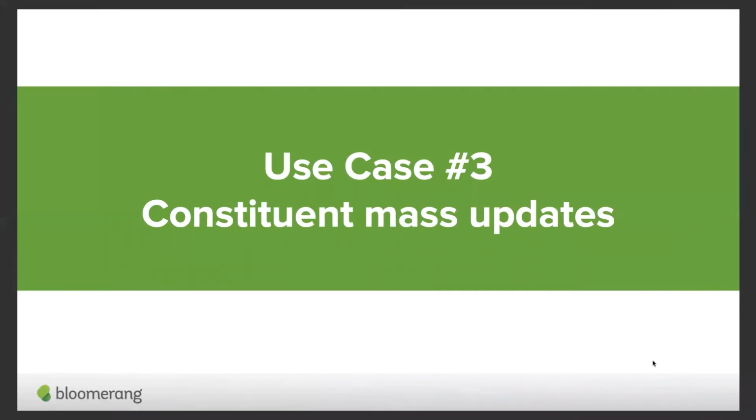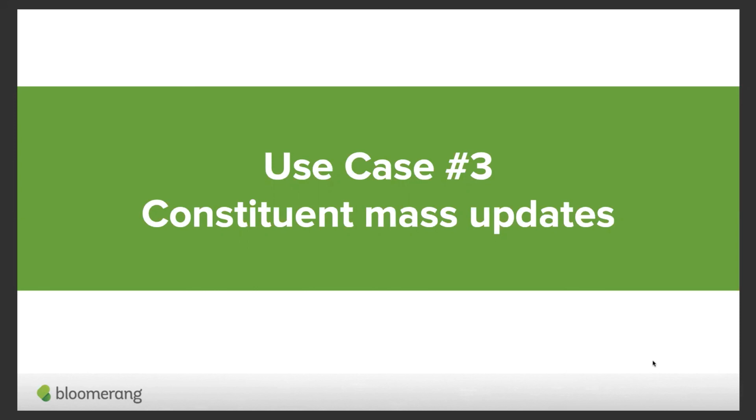Perfect. So we've got about 12 minutes. I want to hit constituent mass updates because I think this is going to come up as a use case for a lot of people. Data quality cleanup and updating custom fields on constituents can be a pain, especially if you have to go account by account in Bloomerang and navigate through each of those accounts to make the change.